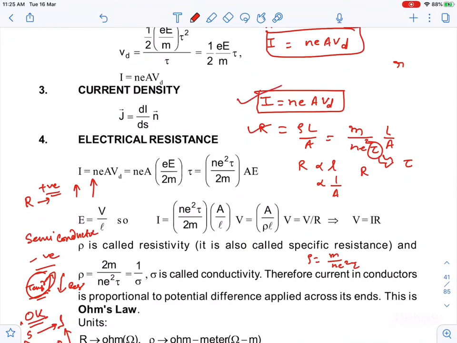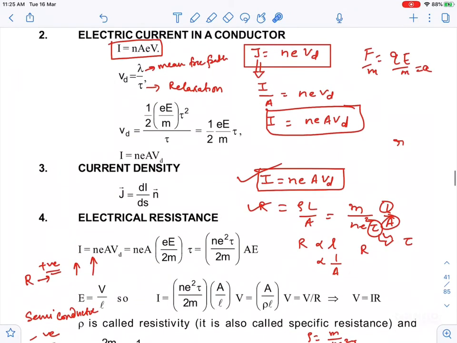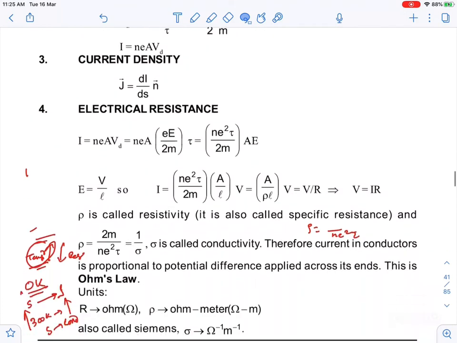So the conclusion is that I is equal to N E A V drift, and R is equal to rho L by A. Resistance depends upon length, is inversely proportional to area of cross section, and is a function of temperature. Resistance can also depend upon the material of the conductor. Suppose I change this rho, the material of the conductor, then resistance will change. So these are the factors which you have to remember here.